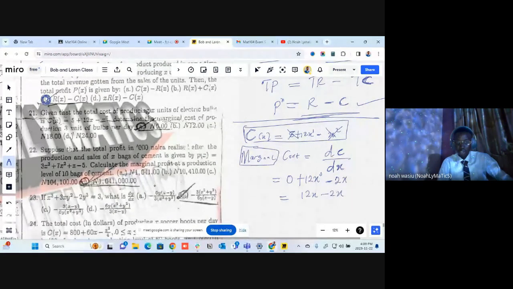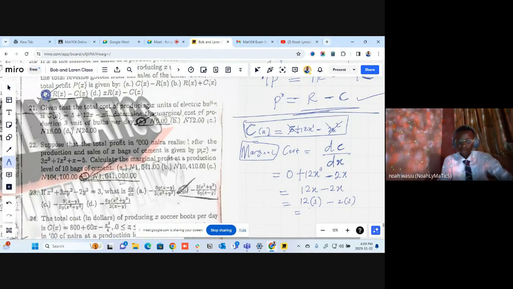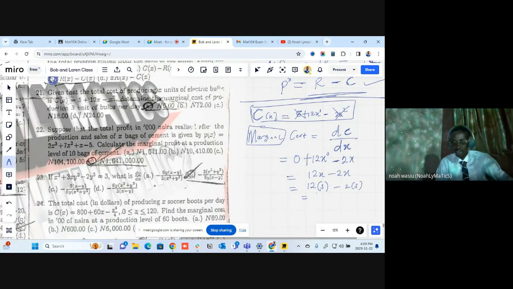cost of production of 3 units of bulbs per day. 3 units. X is the commodity unit, right? X is the commodity. That means you have 3 units of that commodity. And that means you insert this 3 units inside this x times 3, then minus 2 times 3, if I'm not mistaken. That should be 12 times 3 is what? Oh, sorry. There's a mistake here. What's x to the power of 0? That's 1 now. So this is meant to be 1.